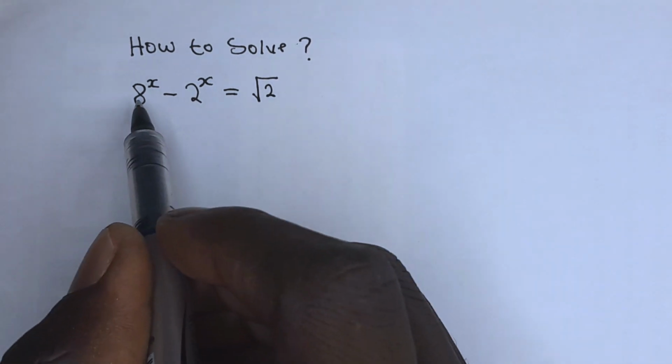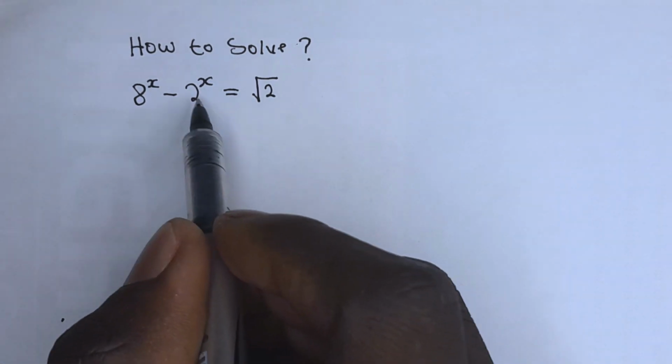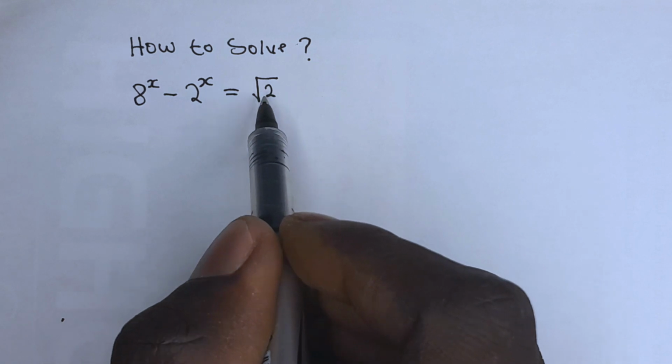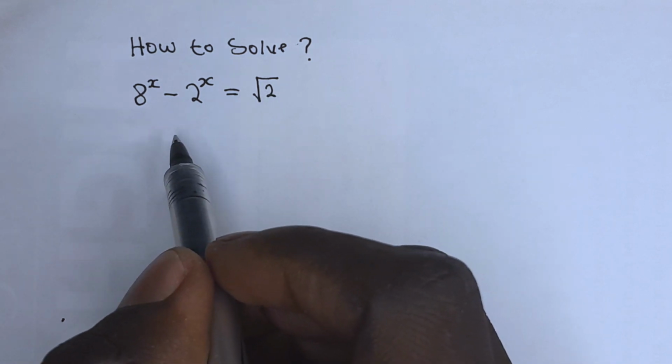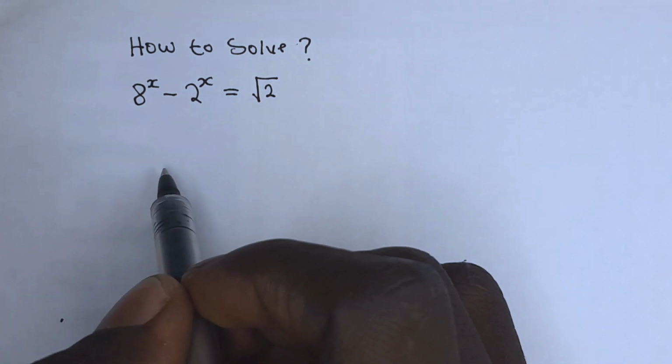How to solve 8 to the power of x minus 2 to the power of x is equal to square root of 2. Hello everyone, in today's video we are going to solve this equation.